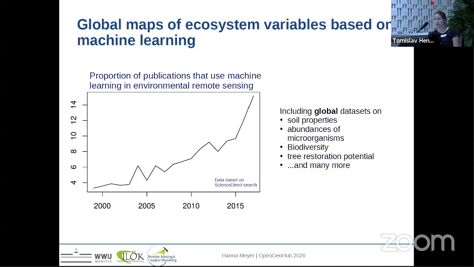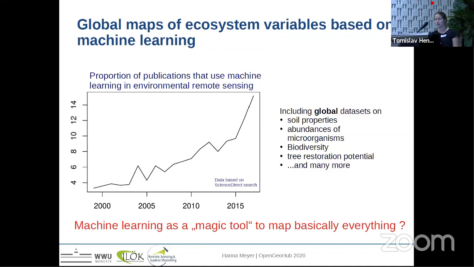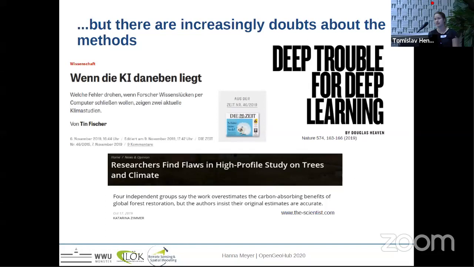So when we have a look at the diversity of different global variables that have been created based on combining remote sensing and machine learning, we might increasingly get the impression that machine learning serves as a kind of magic tool to basically map everything and everywhere. However, there are also increasing doubts about the quality of the results created in that way, that recently led to many newspaper and scientific journal articles that explicitly question the global maps that have been created that way.